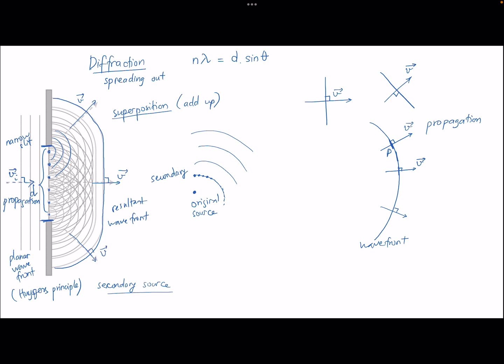Okay. So basically, that's the model of the Huygens principle, of the wavefront and the secondary source, that helps to explain diffraction. So now we will go into more detail about why we got this equation in the next video. Okay, see you soon.